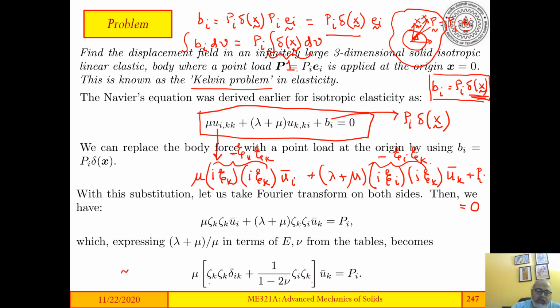Okay, so we will do it in a more rigorous way, but you can also do it, as I'm saying, you can put i and k, you can write down the 3 cross 3 matrix and then invert it. That is possible.